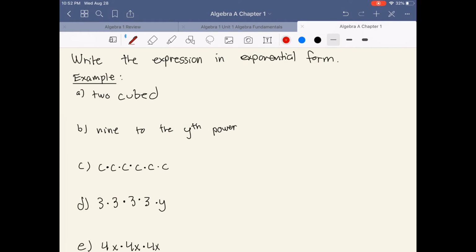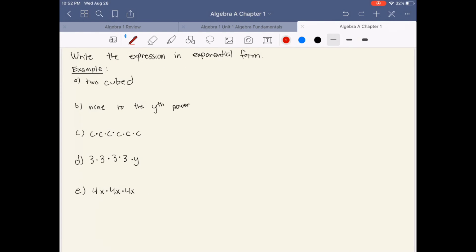Okay, write the expression in exponential form. So go ahead and pause this video and give you about 5 minutes to copy all this down. This is the easiest part of this section, easier than the last thing we did.